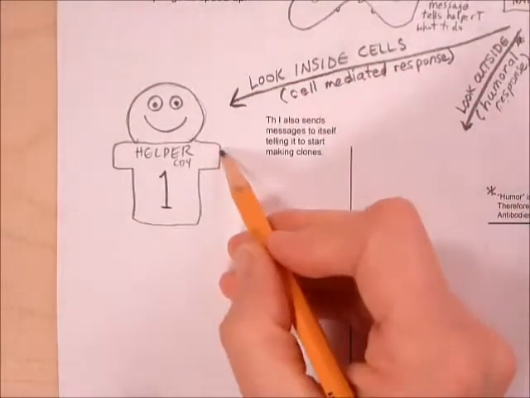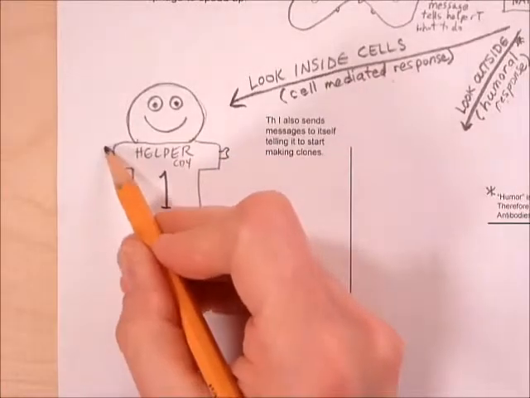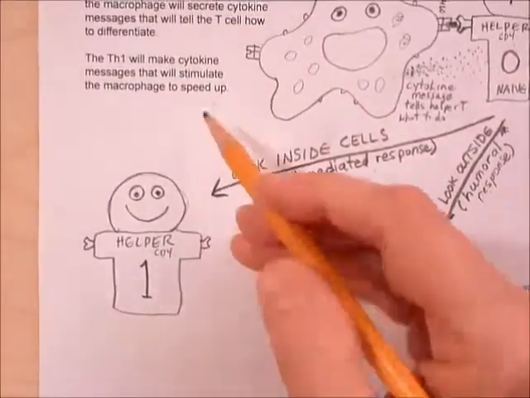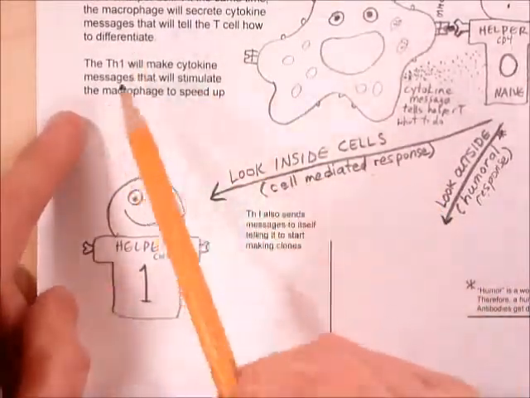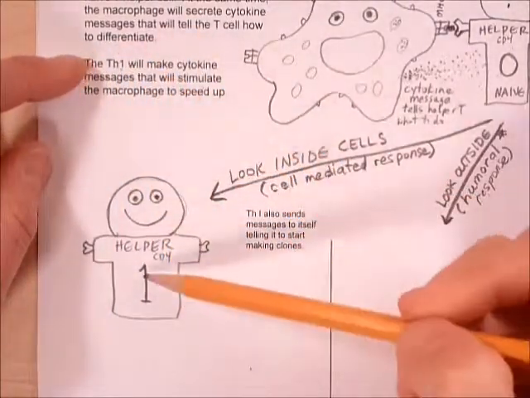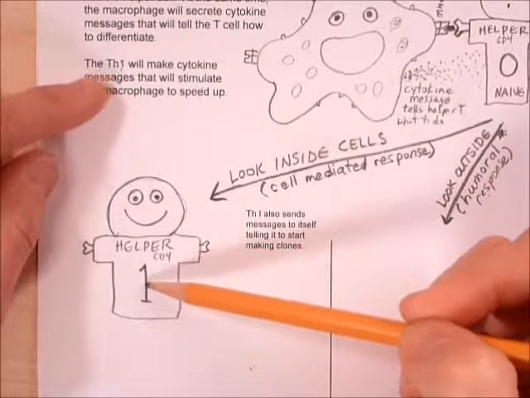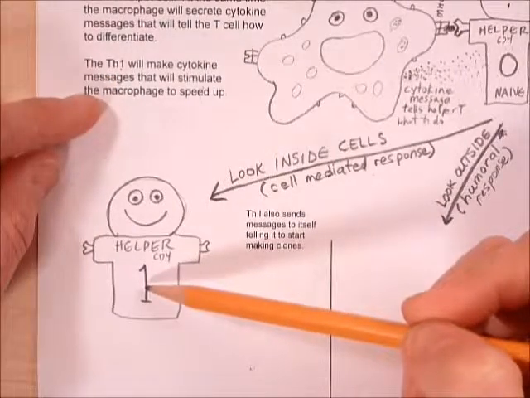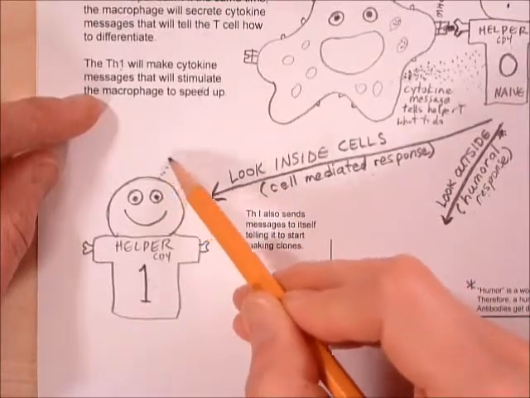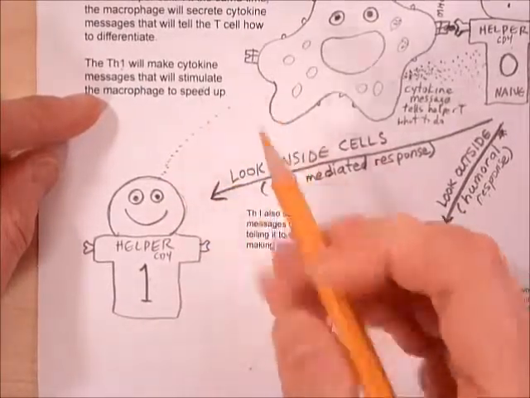So what does he do? He is going to, number 1, we're going to slide this down a little bit. See here, it says the TH1, so now we have him right here. The T helper 1 will make cytokine messages that will stimulate the macrophage to speed up. So we need to make little cytokine.